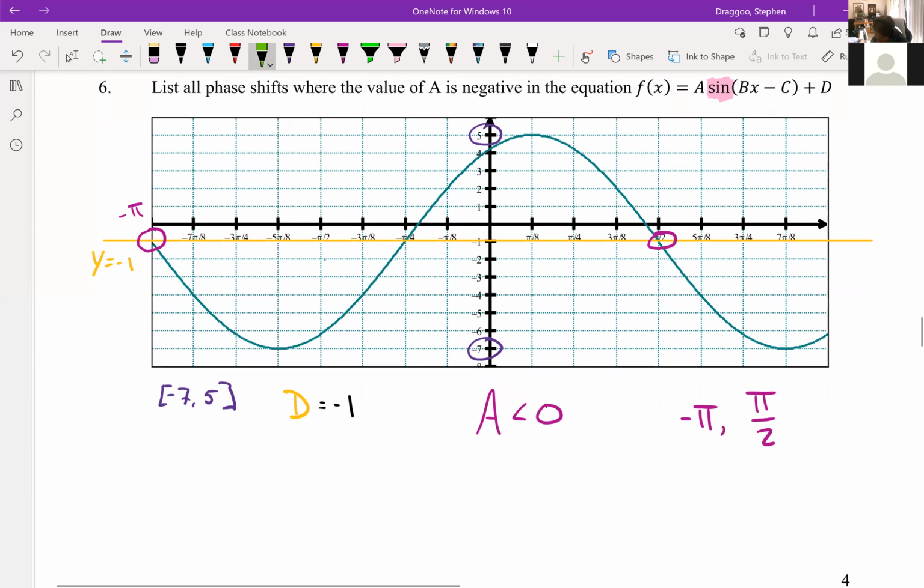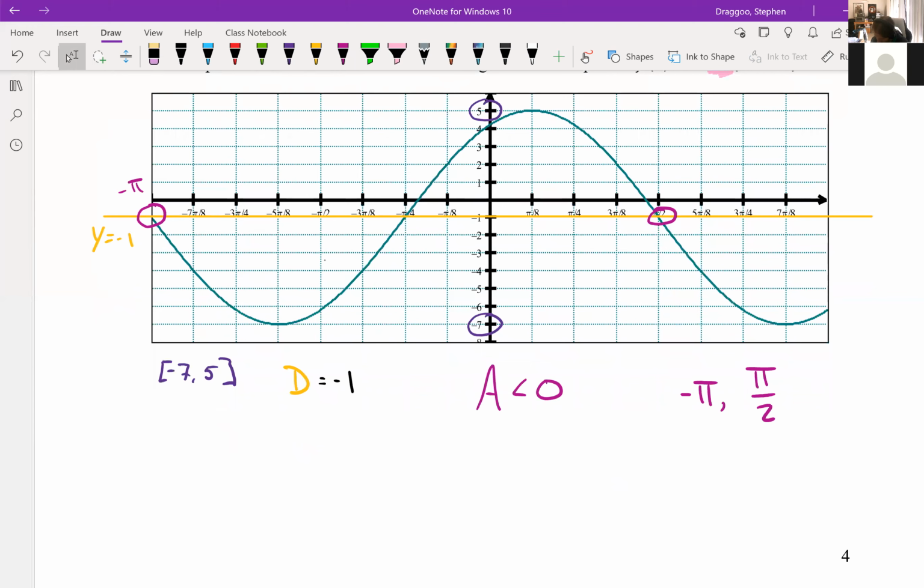If, turning the tables like we did on the previous one, I looked at A being positive instead, then my only phase shift would be right here at -pi/4. At least of stuff that we can see listed on the graph. Since at -pi/4, we start in the middle, but then the graph moves up, making it positive sine.